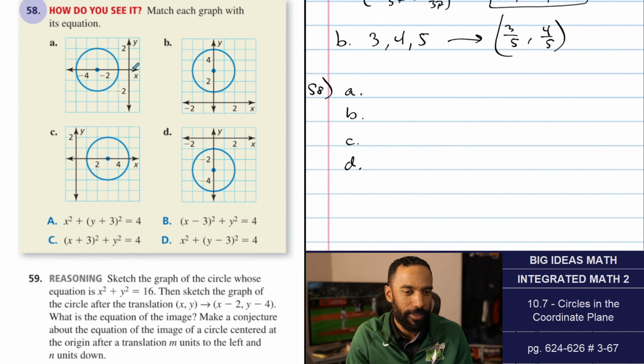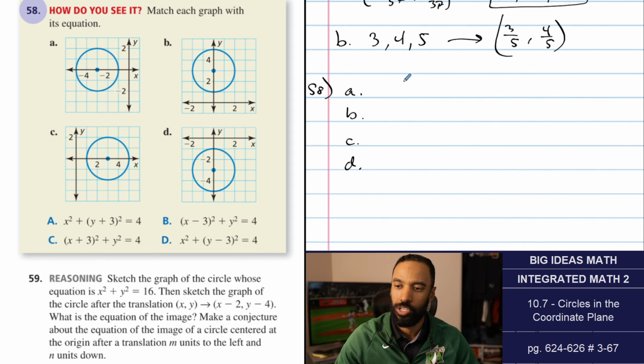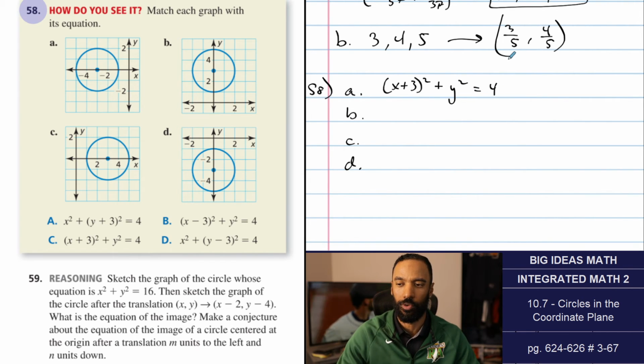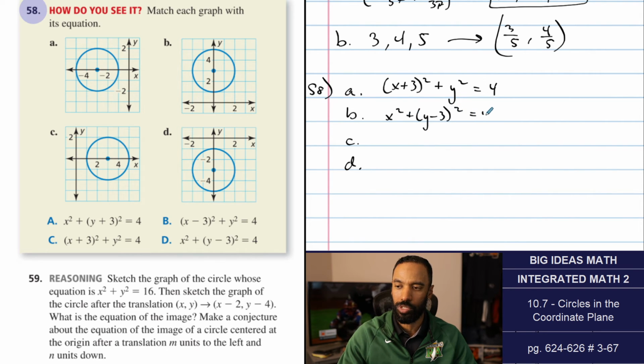A's graph has a center at negative 3, 0. So negative 3 for the x, 0 for the y. That's going to be the C value. All these radii seem to be the same, with 4 being 2 squared. So this one is going to be C, x plus 3 squared plus y squared equals 4. Part B's center is at 0, 3. So you'll see a y minus 3 in that. That's part D: x squared plus y minus 3 squared equals 4.